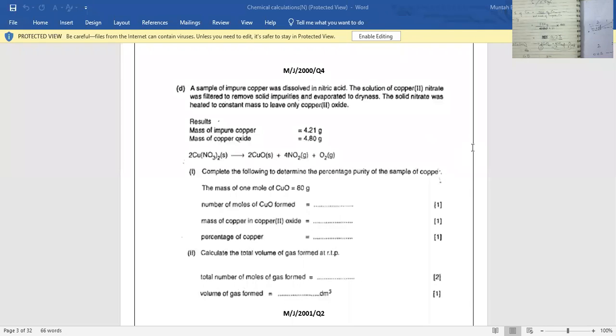Yes, Miss. For example, I have 10 moles of A and I have 20 moles of B. What is the ratio? To find the ratio, the easiest method is to divide both numbers by the smaller one of them. The smaller one is 10.